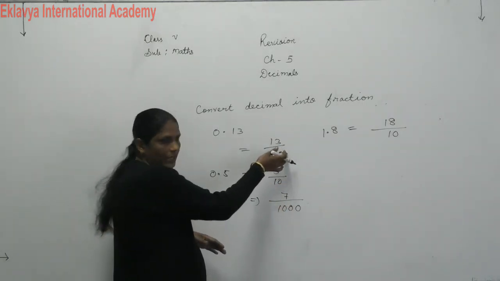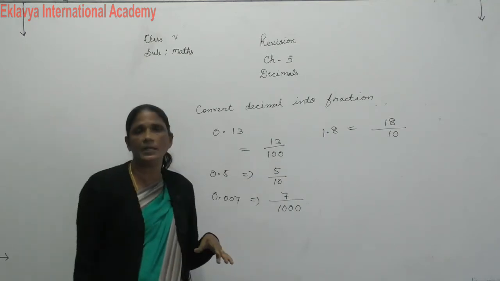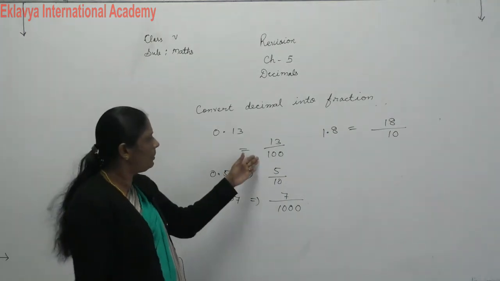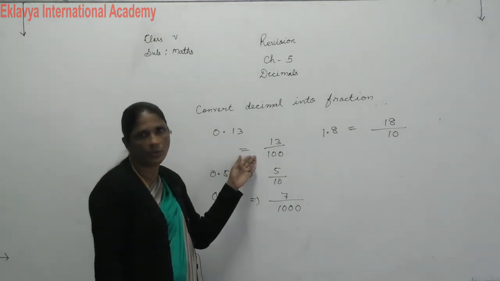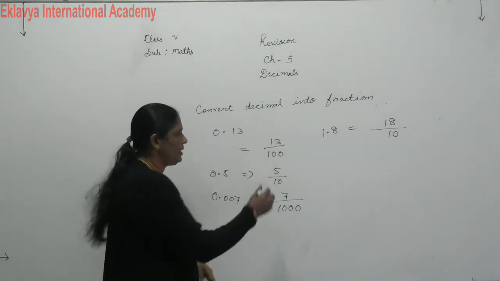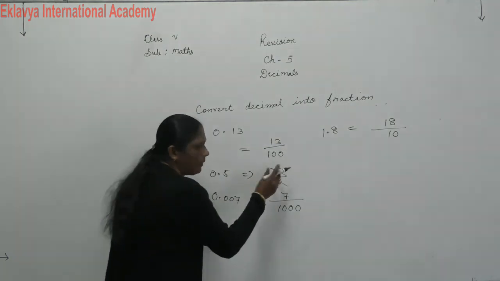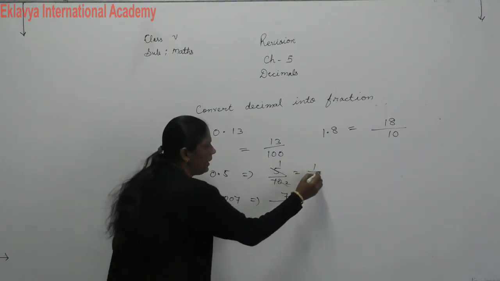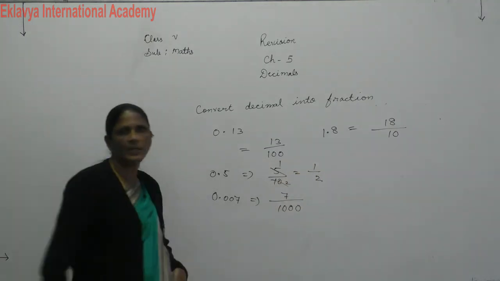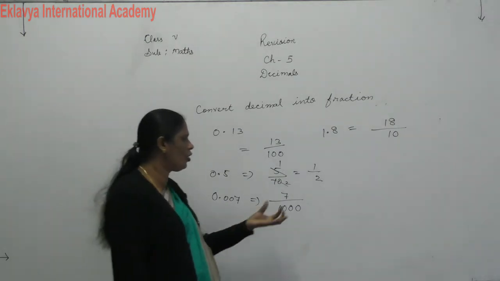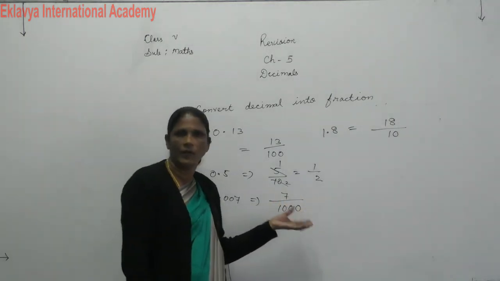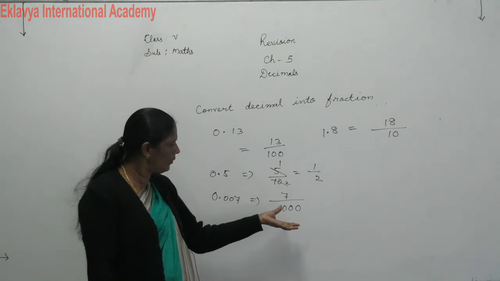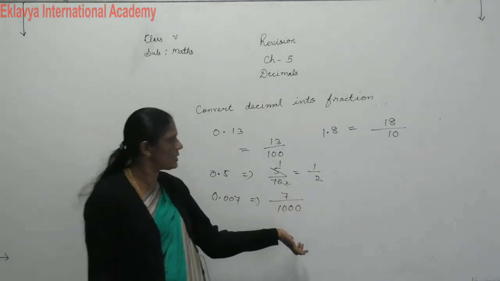This is not cancelled here. The 13 is a prime number. Therefore, there is no common factor here. This one cancels. The common factor is 5. 5 divided by 5 is 1, 10 divided by 5 is 2. Answer is 1/2. This 7 is a prime number. There is no common factor here. 1 is the common factor. Therefore, our answer is 7/1000.